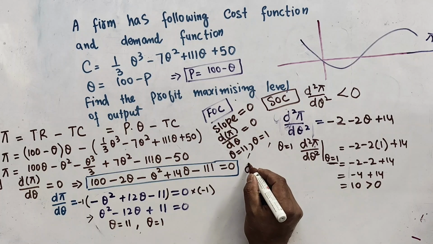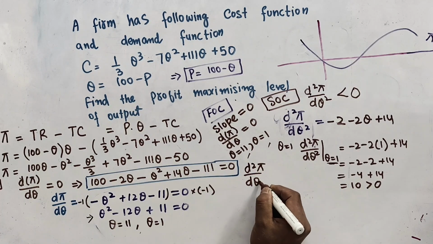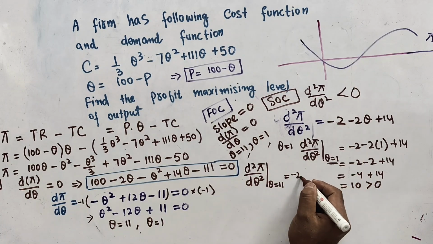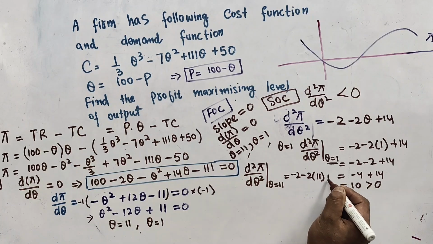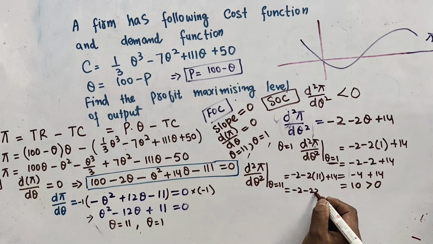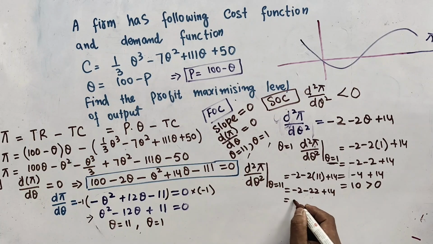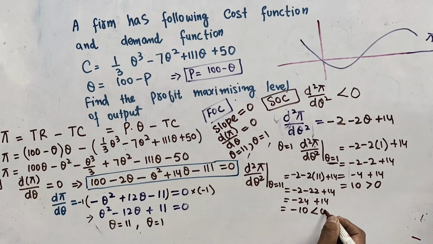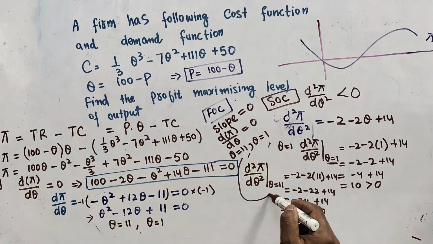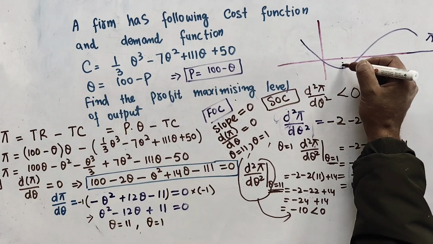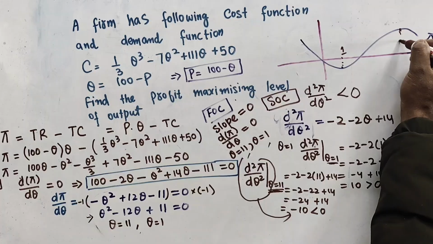Now let us put d square pi upon dq square and evaluate it at q is equal to 11. Okay, so we have minus 2 times 11 plus 14. Let us find out here. So here we have minus 22 plus 14, which comes out to be negative 8, which is less than 0. Since the second derivative came out to be negative, we can say that q is equal to 11 satisfies the profit maximizing condition. Okay, so at this point q is equal to 1, and at this point q is equal to 11.